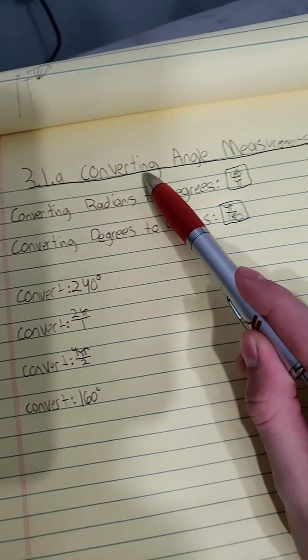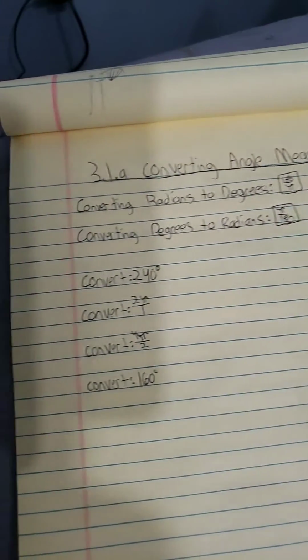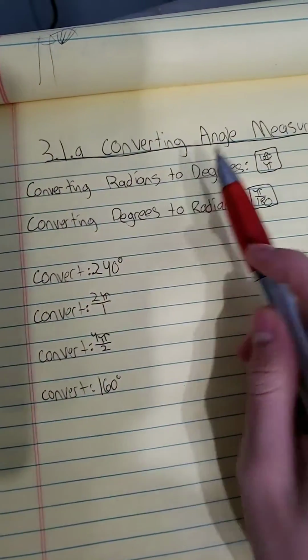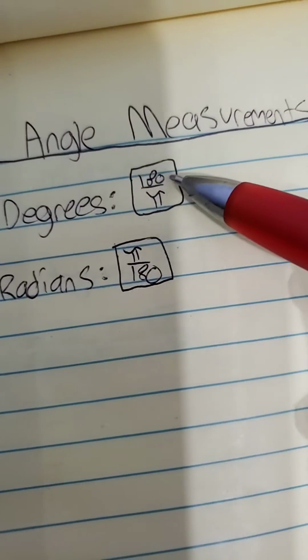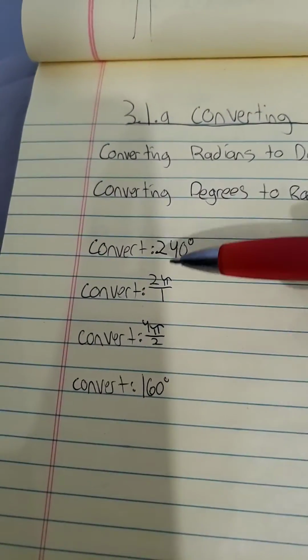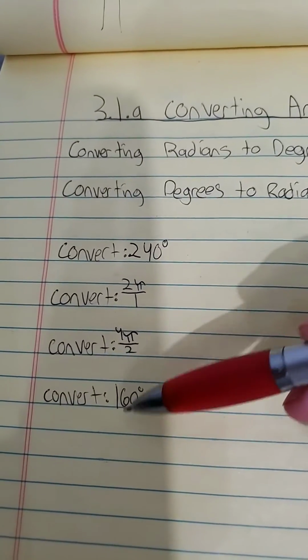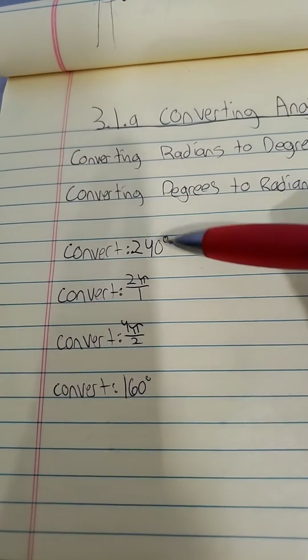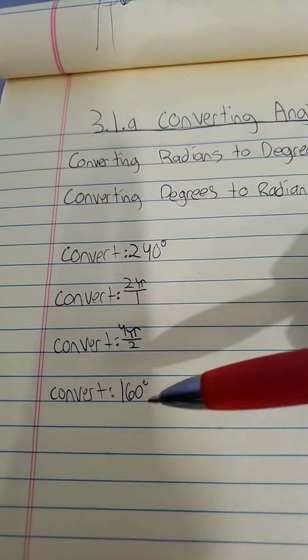3.1.8. Converting angle measurements. To get things started, when you're converting radians to degrees, this is the equation you shall be using: 180 over pi. You're going to multiply this by whatever radians you have. Now, converting degrees to radians, you're going to use this equation. You multiply it by any degrees you have, like this one or this one.